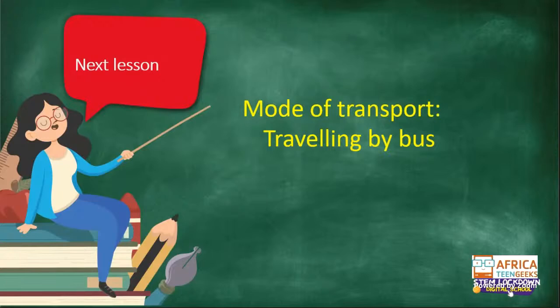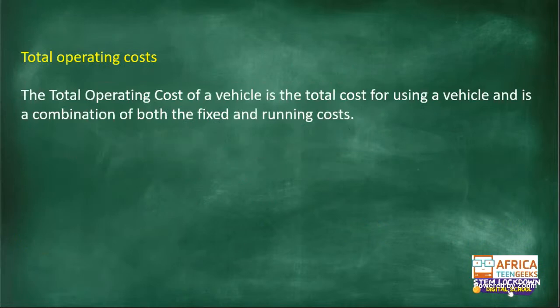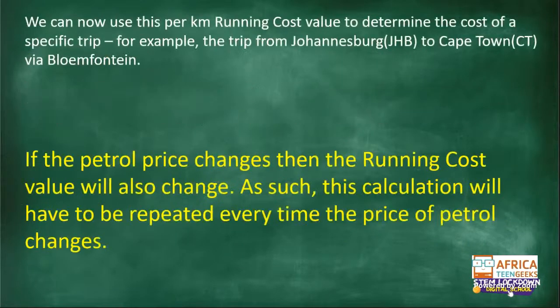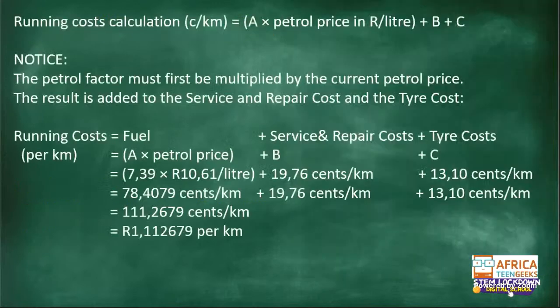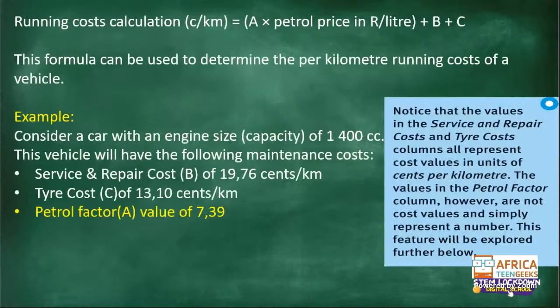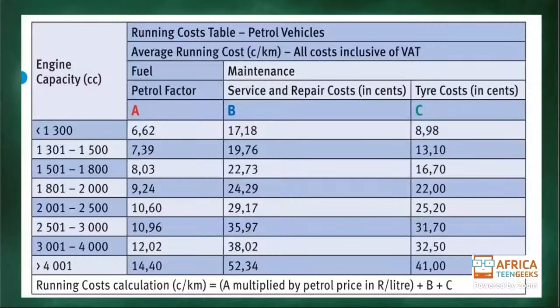The next lesson, of course, will be the mode of transport. We are going to look at traveling by bus, the cost of traveling by bus vis-a-vis the cost of traveling by car. The most important thing that you need to know is the table. I've given you the table, which you can use to find the different costs or to check how the running cost of a vehicle is calculated. This is the table which was provided by AA.